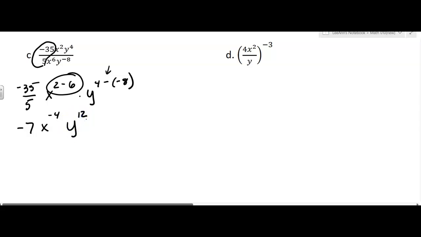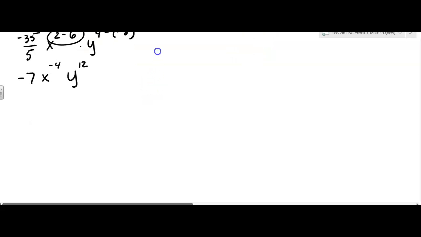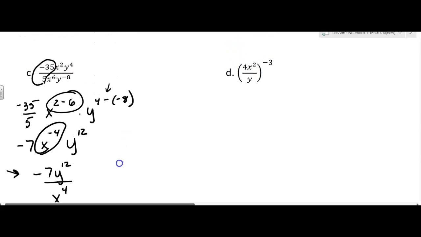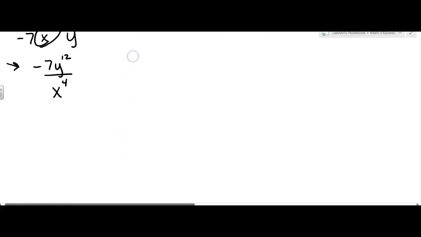Am I done? No, because I have a negative exponent. So I've got to move this downtown. So it's going to be negative 7y to the 12th over x to the 4th. Again, you could put that negative sign out to the side if you don't like it that way. Now, if you're worried you're not going to get that one right, and sometimes these are hard, I'm going to redo the problem a different way. You don't have to be able to do them twice.